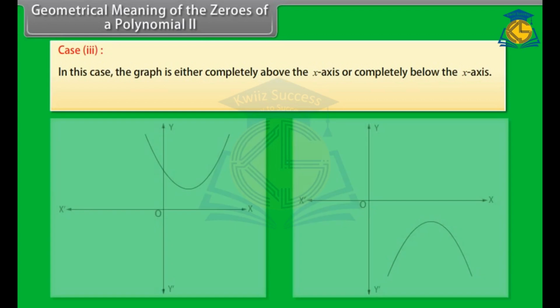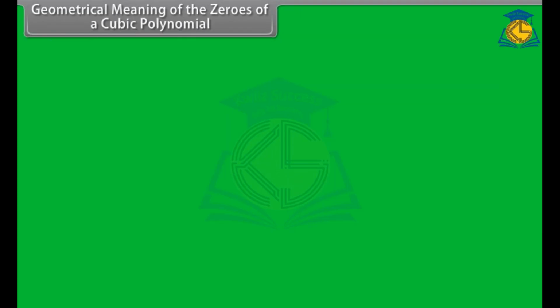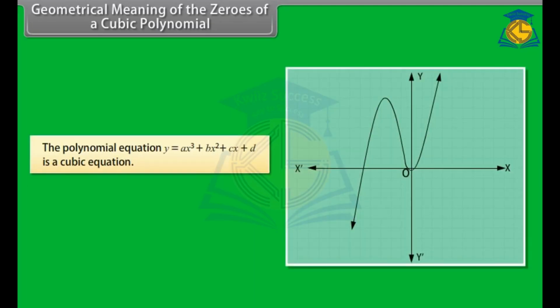Case 3. In this case, the graph is either completely above the x-axis or completely below the x-axis. It does not cut the x-axis at any point. The quadratic polynomial ax square plus bx plus c has no 0 in this case. Geometrical meaning of the zeros of a cubic polynomial. The polynomial equation y is equal to ax cube plus bx square plus cx plus d is a cubic equation. This is the shape of the graph for a cubic polynomial.